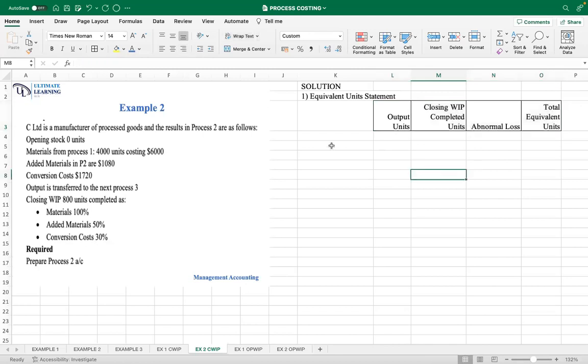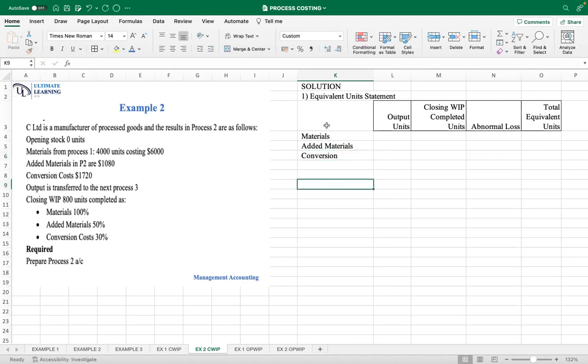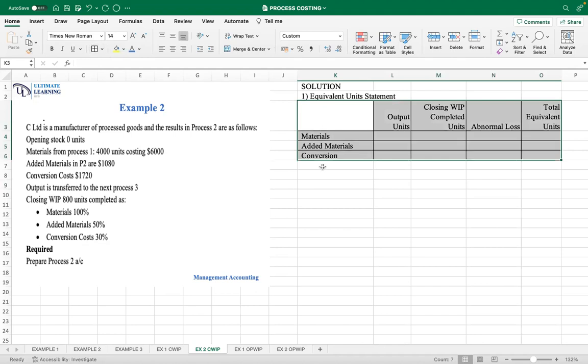So we have that. But now on the debit side, we have materials. We have added materials. Added materials is also there. I'm reading this. And we have conversion costs. So that is what we have. So that is number one.